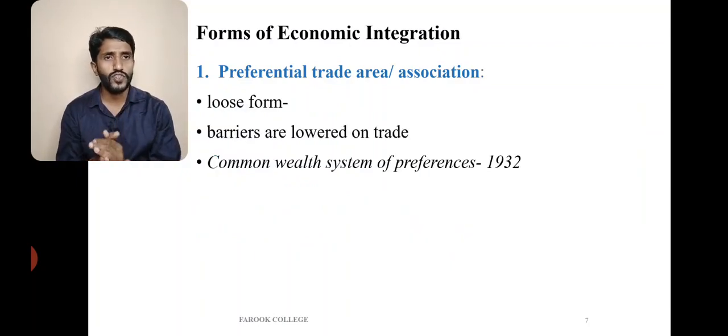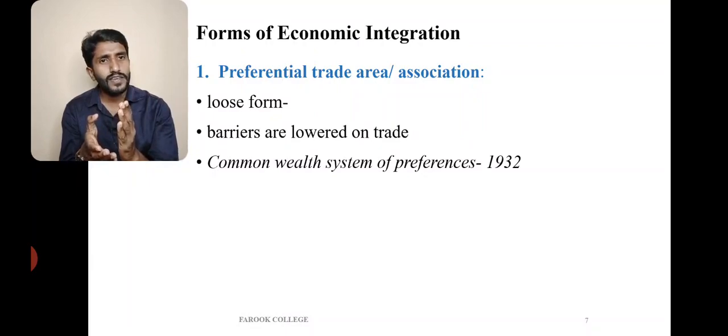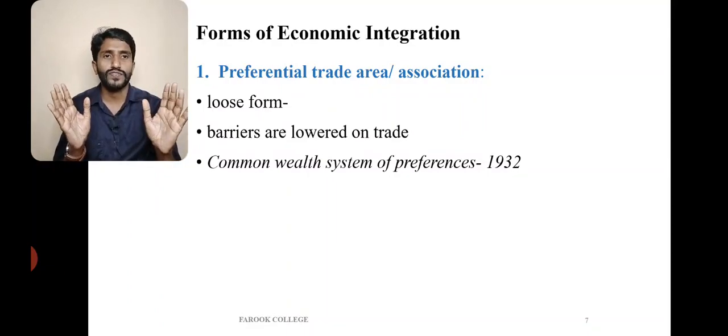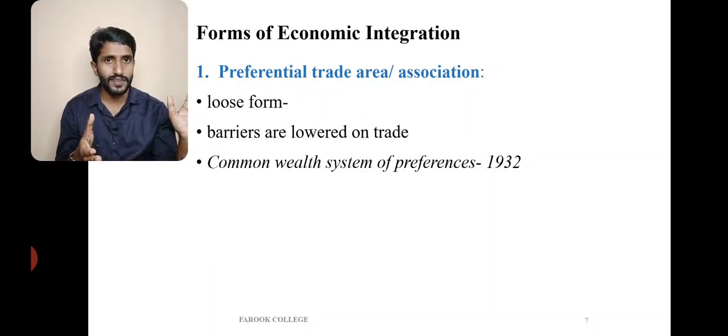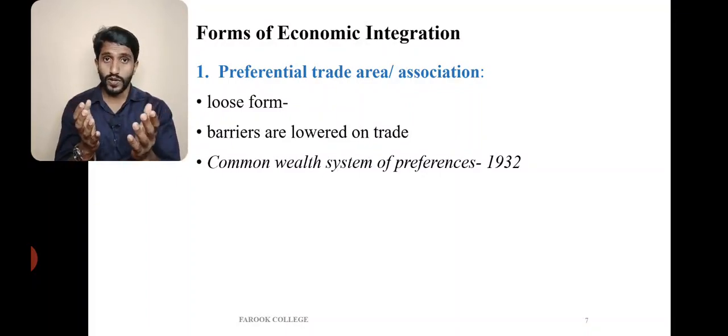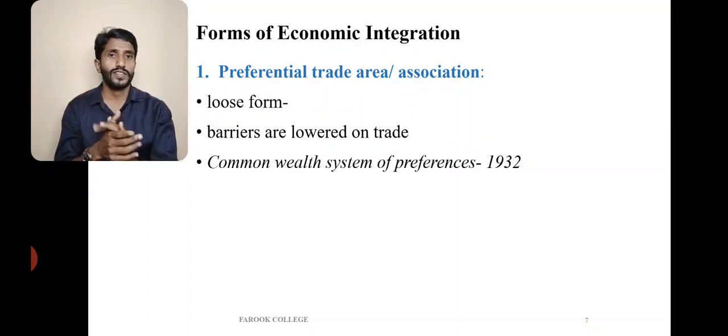Firstly, the preferential trade area or association. It is the loose form of economic integration. What is the criterion for this? A few countries are joining together or forming an association, and the barriers for international trade are lowered. They are lowering, not eliminating, the barriers compared to other countries, reducing the trade barriers among the members only, not with all the countries.